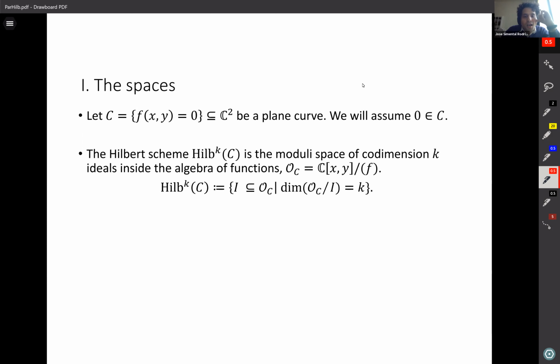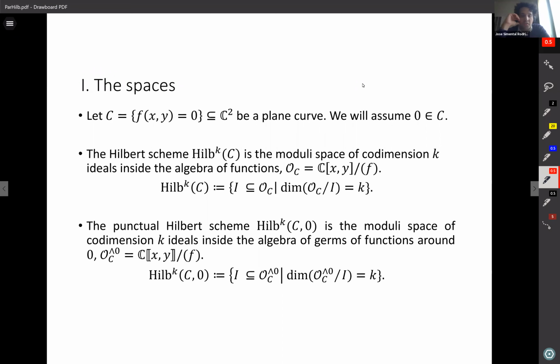For simplicity, I will focus on the punctual Hilbert scheme, which means that now I look at codimension k ideals inside the local algebra of germs of functions around 0, which is just formal power series in x and y, modded out by the ideal generated by f. Let me give a few examples.